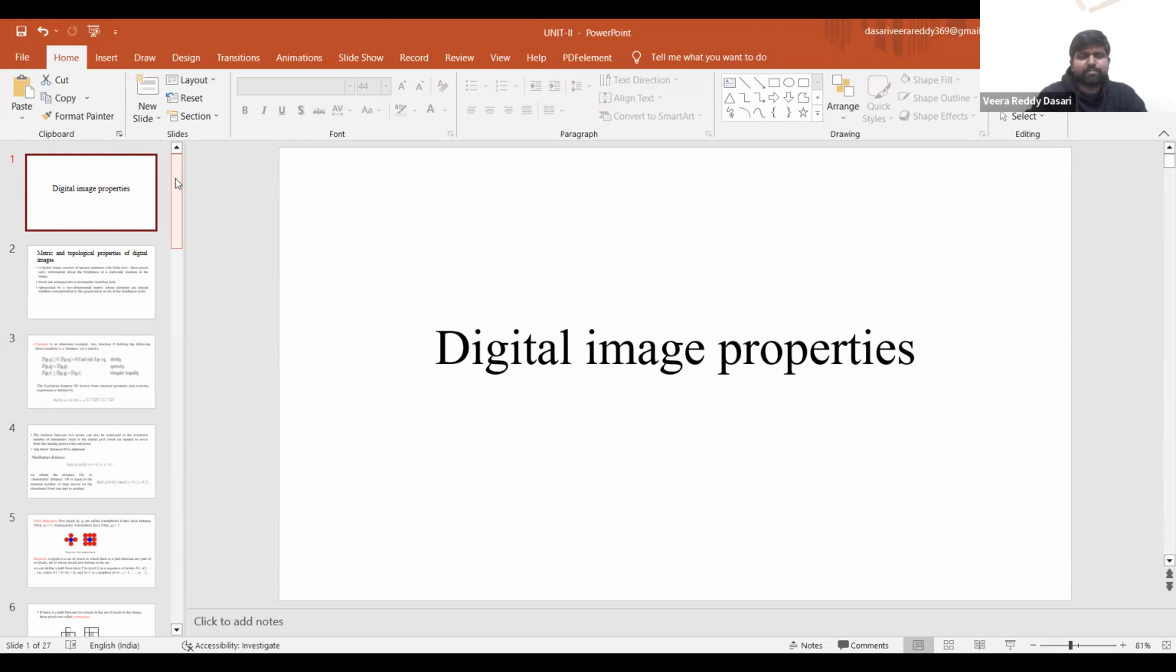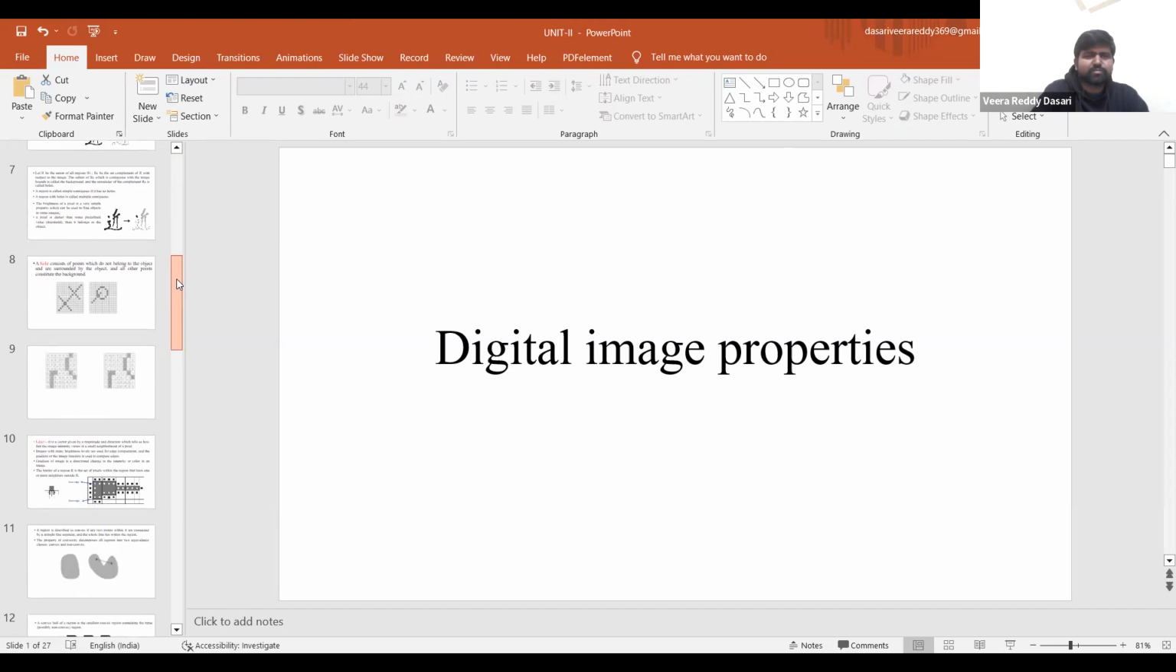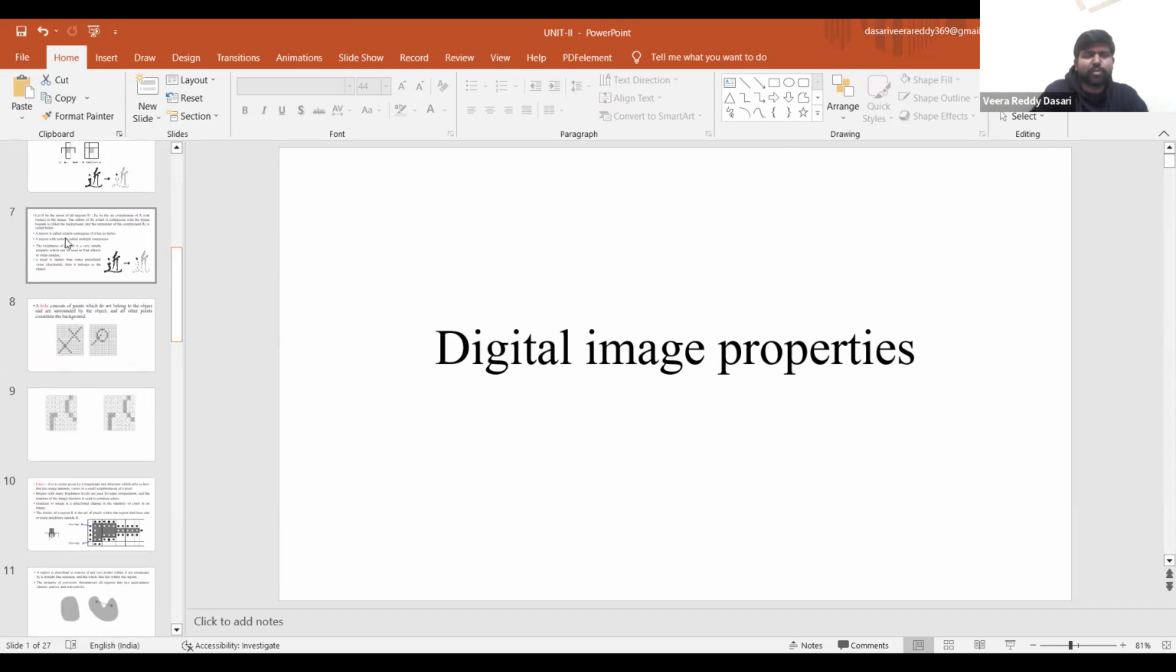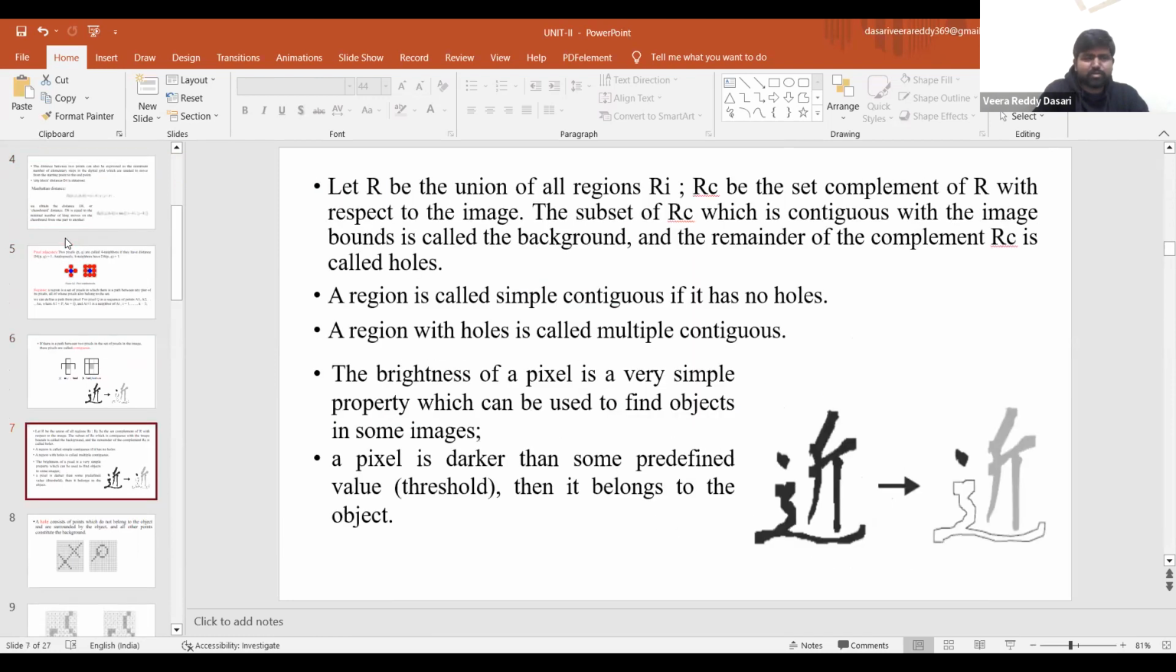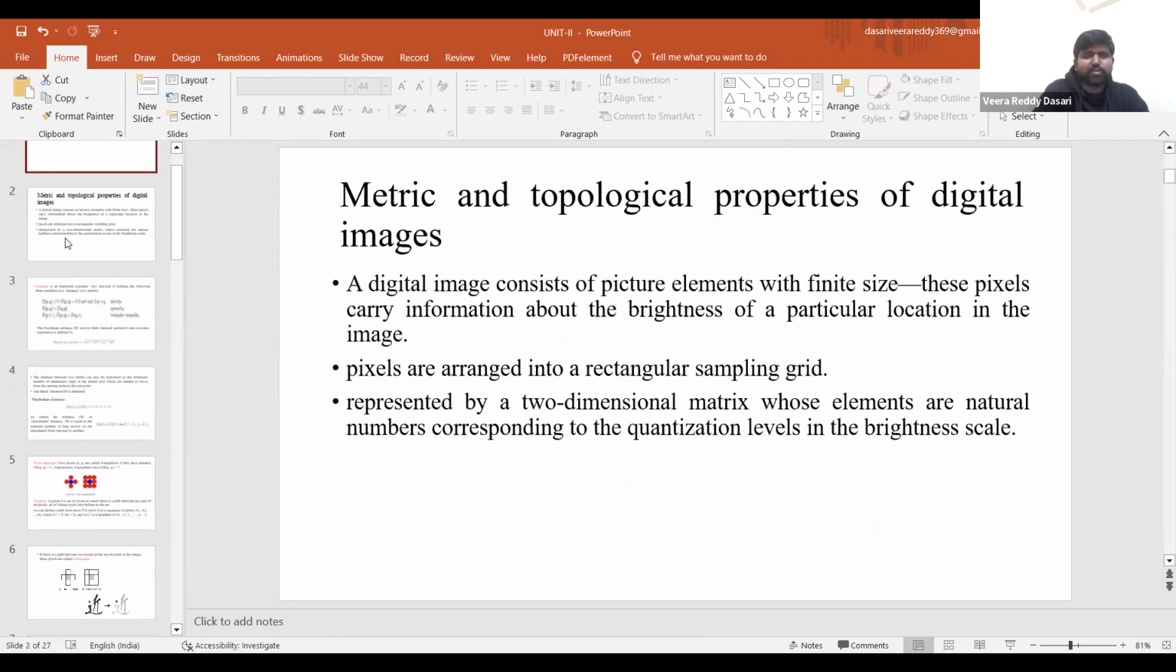Give me confirmation that you are going to participate. Whoever is interested in presentations, give me confirmation so I can give you proper assignment marks. Otherwise, you lose assignment marks. And I'm giving you one topic to prepare on your own: topological properties. You have to prepare it on your own.